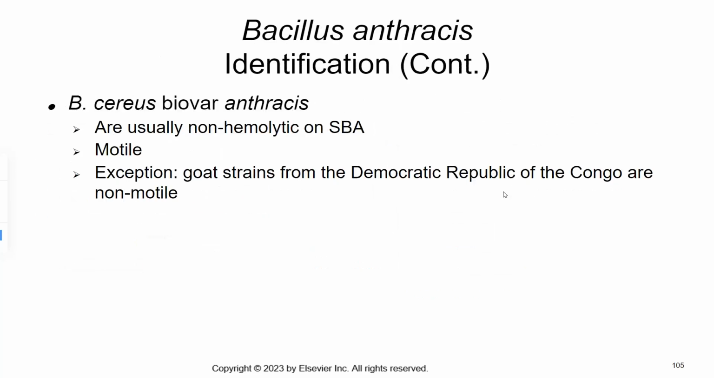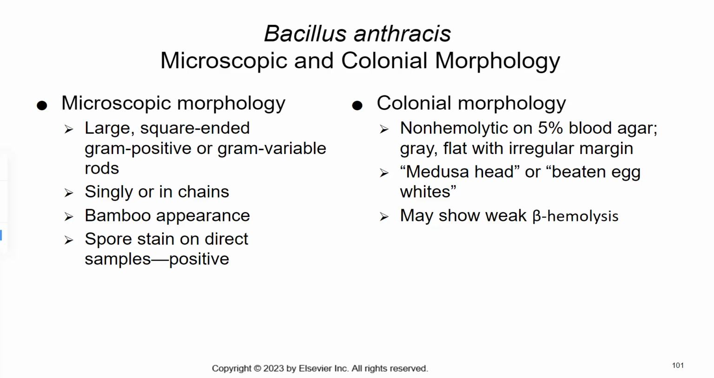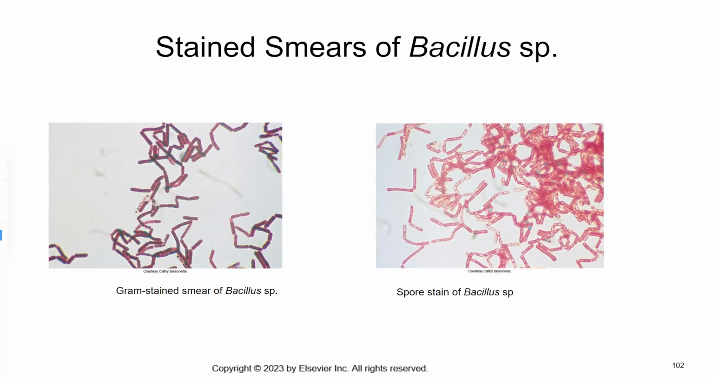When you look at the colony itself, and I don't have a picture of the colony, it looks kind of wavy, and almost like there are little snakes coming out of the end of the colony. And when you touch it and pull it up, sometimes they refer to this as the string test. When you touch it with a loop, it'll stick to the end of the loop and form a string when you pull it up. It also looks like beaten egg whites to some people. It may show weak beta hemolysis. So this is what it looks like under the microscope.